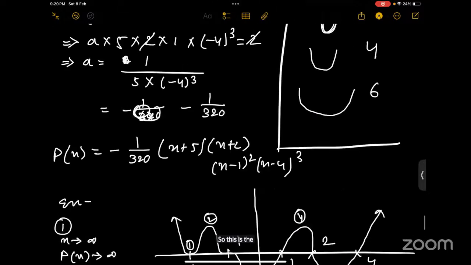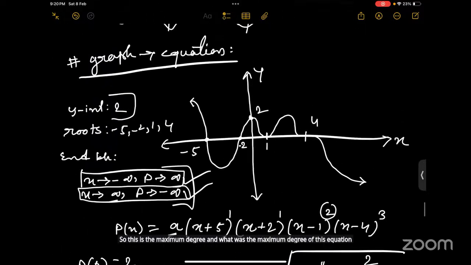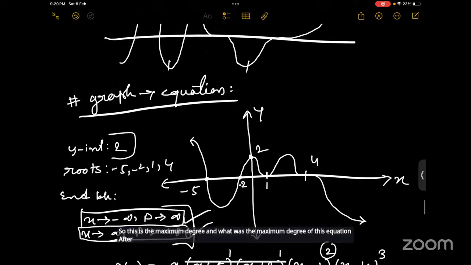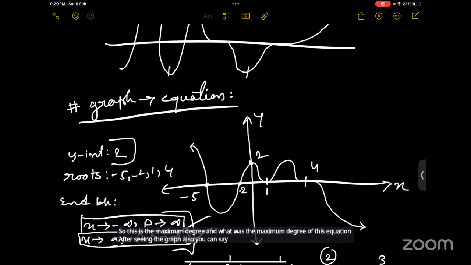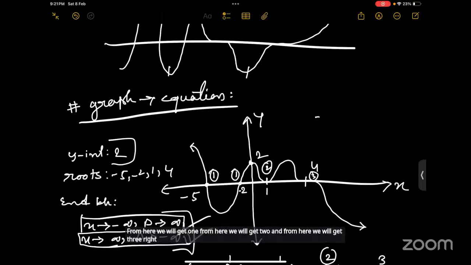And what was the maximum degree of this equation? After seeing the graph also you can say, right? You just have to check the roots and the picture near the root. So from here we will get 1, from here we will get 1, from here we will get 2, and from here we will get 3, right? So the maximum degree will be 3 plus 2 plus 1 plus 1, right? 7.